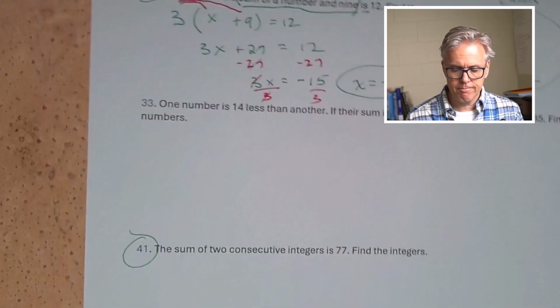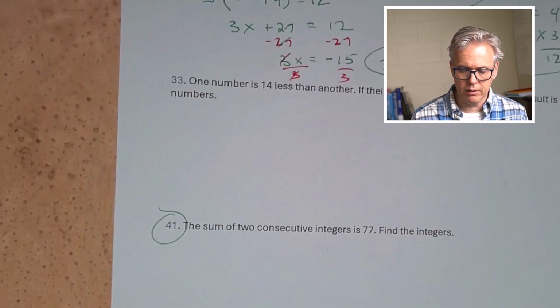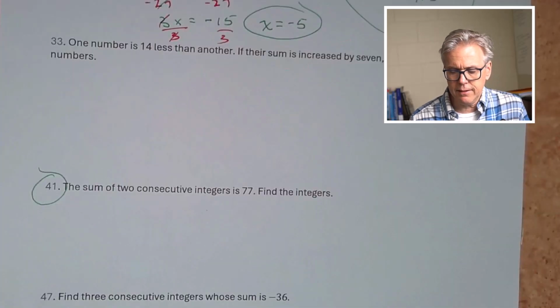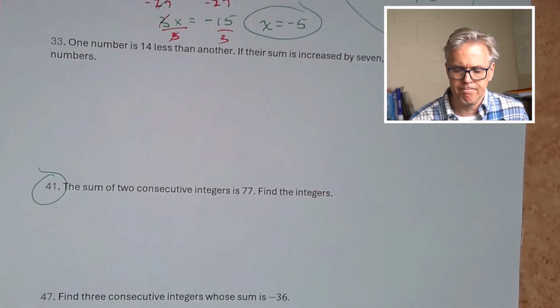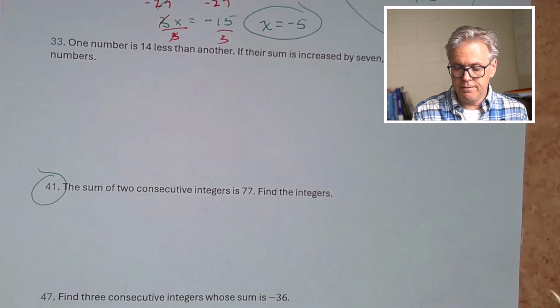Okay, let's see, 33 is pretty close to that one. Let's look at this one here. The sum of 2 consecutive integers is 77. So, and then find the integers.